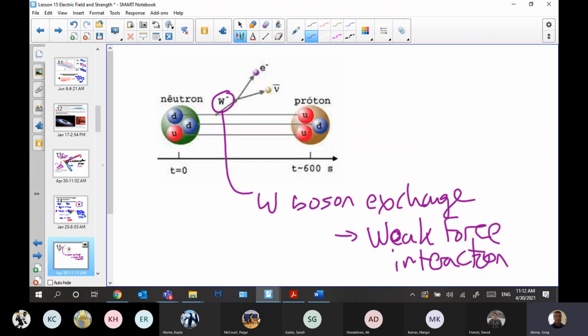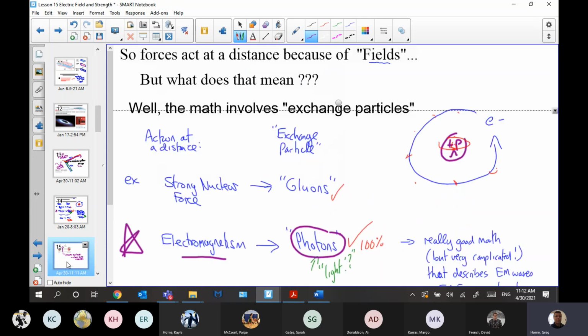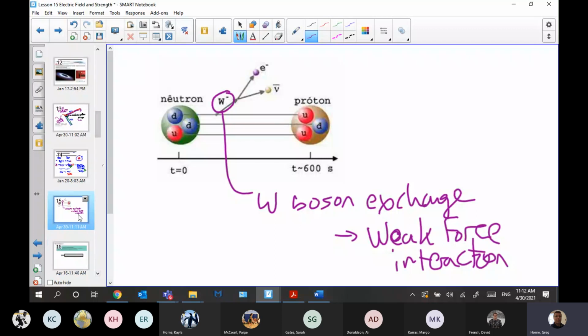I'm only showing you this out of interest, so that later on, hopefully, things piece together, but it's certainly not required as part of this course. I'm not going to ask you to draw the diagram of a neutron decay or anything like that. Okay, that's a good question.